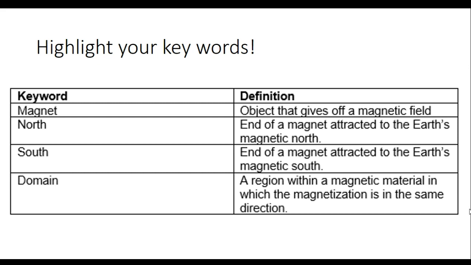And lastly, a domain is a region within a magnetic material in which the magnetization is in the same direction. So remember that domains are atoms within the magnetic material, and if they are all facing the same direction, then the material is magnetized. That is now the end of the lesson.